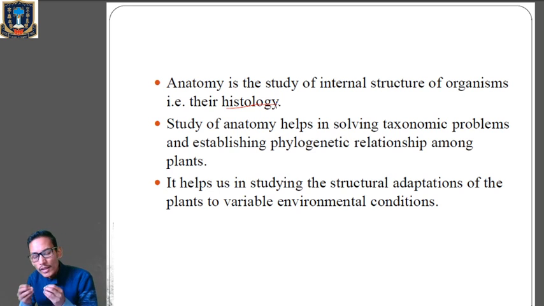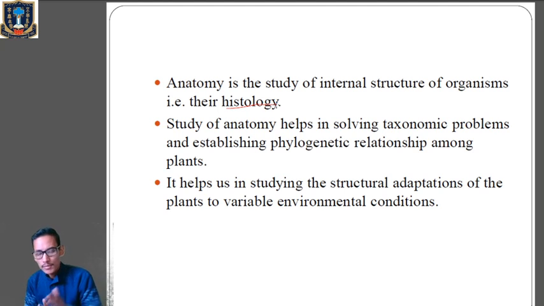So what is the need of anatomy? What is the importance of studying the internal structure of an organism, be it a plant or an animal? I have taken a few points. First, it helps us solve taxonomic problems and establish the phylogenetic relationship among plants. Phylogenetic means the evolutionary relationship among different species of plants. So it helps us place the plant in a specific rank, category or taxa. Not only that, it helps us establish a proper evolutionary relationship among plants, whether two species are related or not.